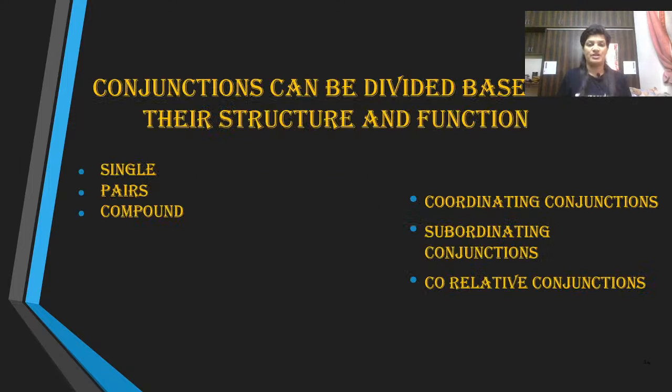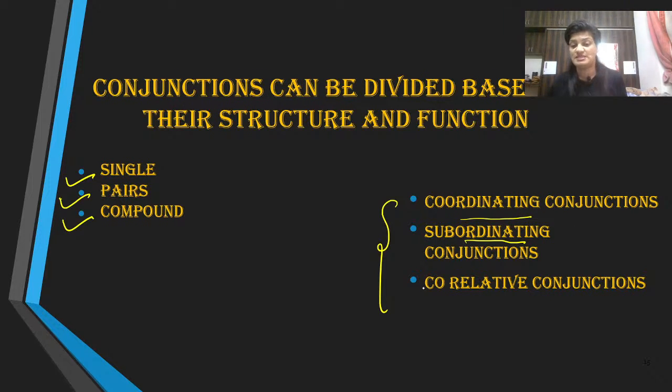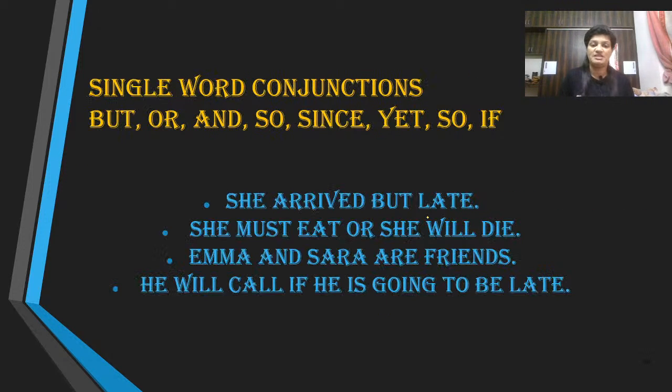Having said that, let's go to understanding the different types of conjunctions that we have in the English language. Conjunctions are divided based on their structure and their function. Structure, when I say how do they look, how are they structured? We can divide them into 3 categories: single, pairs, and compound. And when it comes to their function, we can divide them into coordinating conjunctions, subordinating conjunctions, and correlative conjunctions. These are the different types of conjunctions that we have out there. Let me take you through all these individually now.